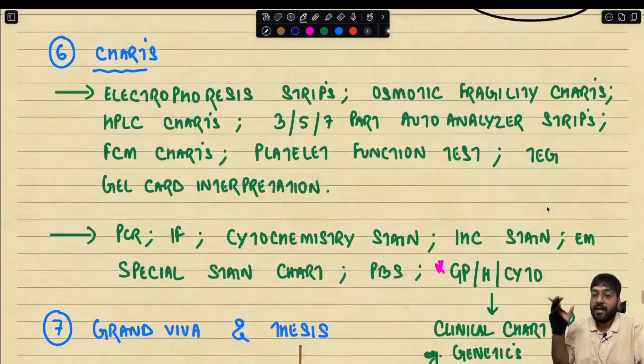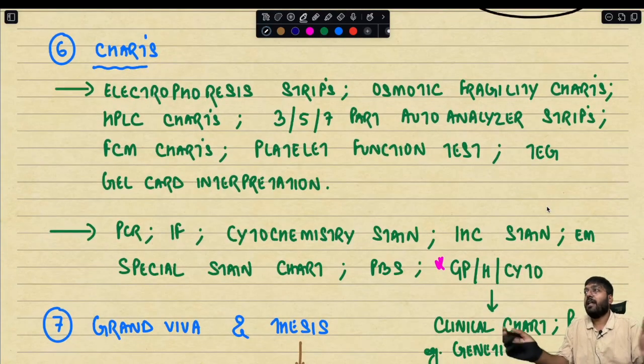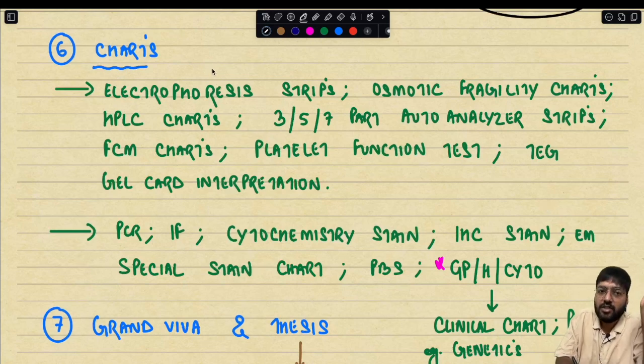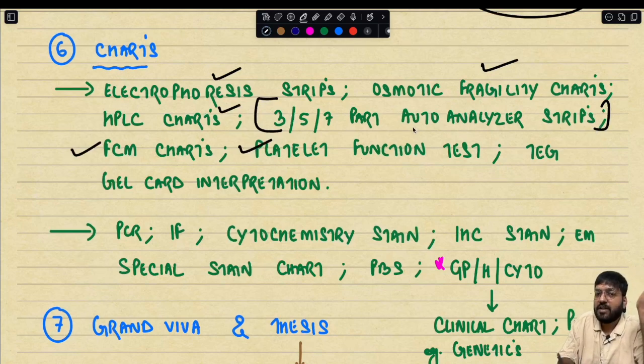Then there are different kinds of charts that the examiner can bring and ask you about in your exams, like charts of electrophoresis strips, osmotic fragility charts, HPLC charts, 3, 5 or 7 part autoanalyzer strips, flow cytometry charts, platelet function test graphs, thromboelastography, and gel card interpretation.